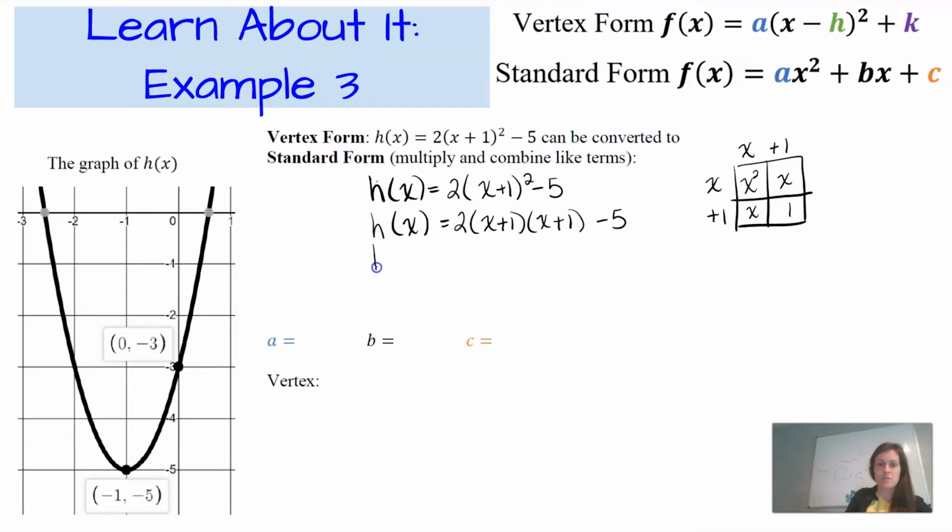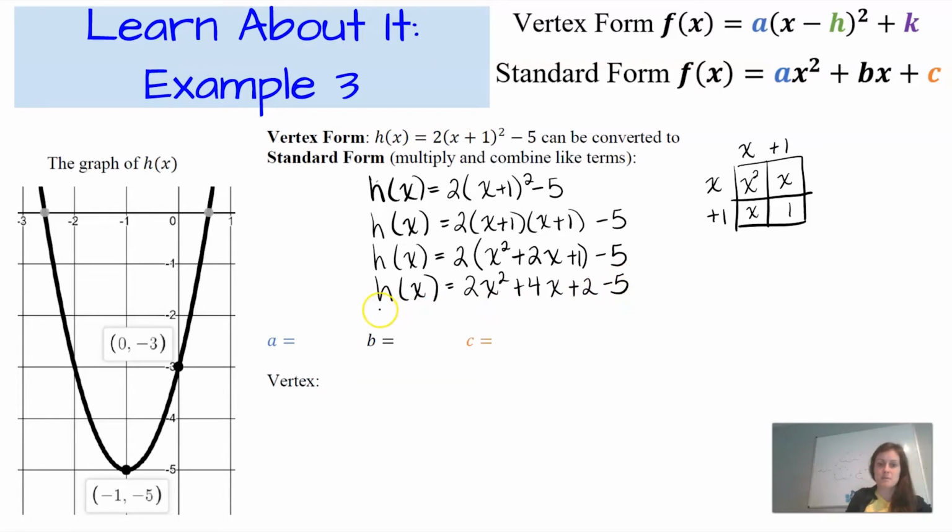So I'm going to combine like terms. So h of x becomes 2 times the quantity x squared plus 2x plus 1, minus 5. Now I'm going to distribute the 2. So I have 2x squared plus 4x plus 2 minus 5. And my last step is to combine like terms. The like terms are 2 and negative 5. So I have 2x squared plus 4x minus 3.